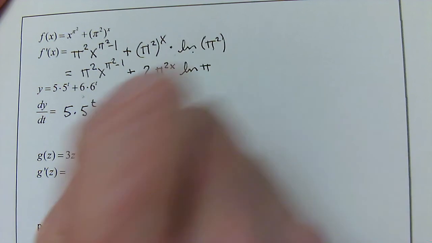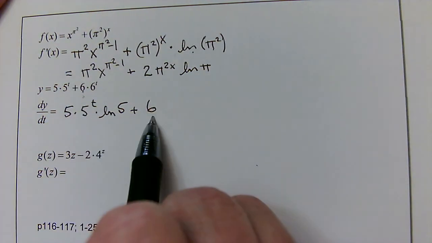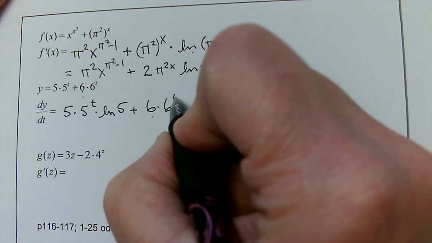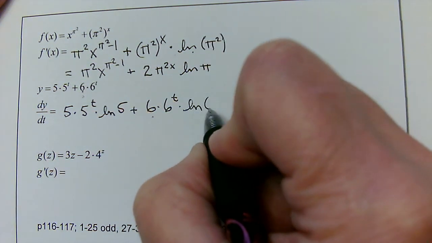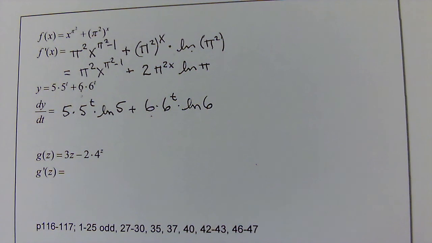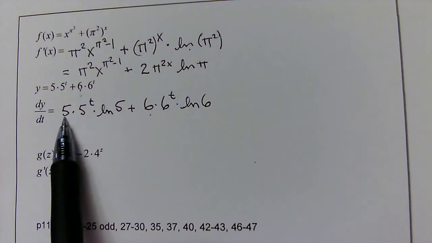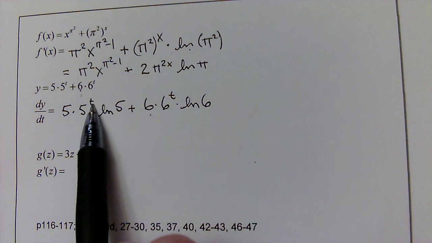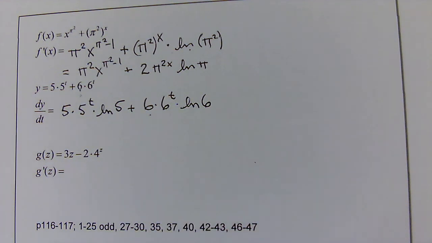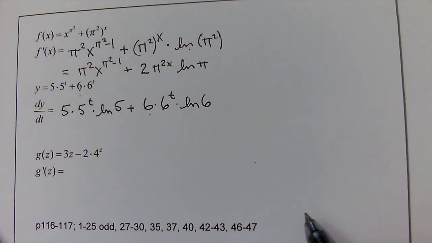Then the 6 is a constant multiple, so I carry that along. And then the derivative of 6 to the t is itself times the natural log of 6. There's nothing I can factor out of that to simplify it, so that's all I can do with that one. Now, if you wanted to, you could combine these together to make this 5 to the t plus 1 times the natural log of 5 and 6 to the t plus 1 times the natural log of 6. Wouldn't make a whole lot of difference.